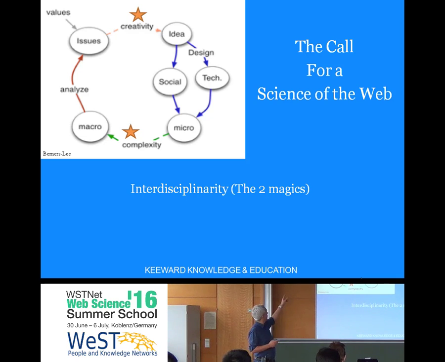And those issues had to do with values. And I really related to this interpretation of the transformation of the web. And creativity goes back to the idea. So the Middle East was at the time exactly following this kind of cycle.